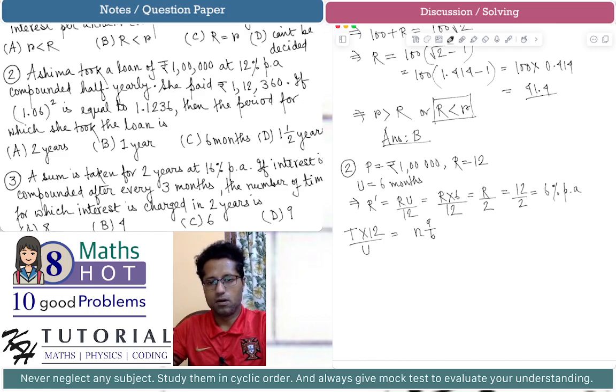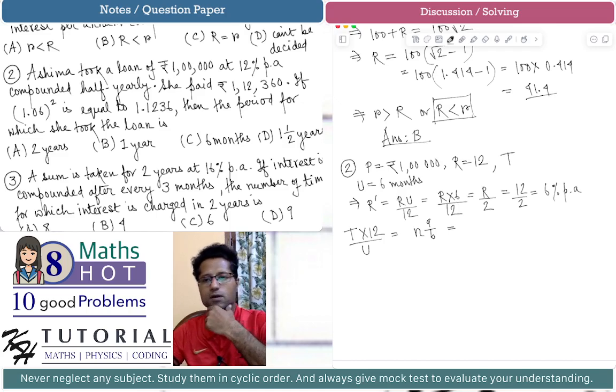Now, t multiplied by 12 divided by u, where t is in years. So what is t? T is not given. The period for which she took the loan is what we have to find. So we don't know t. If we don't know t, we cannot know what small n and a by b are.